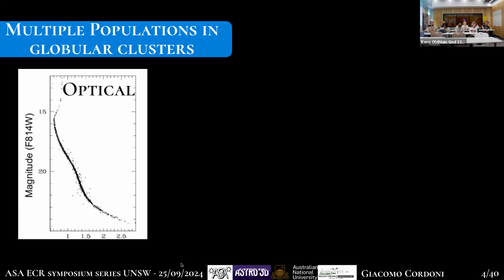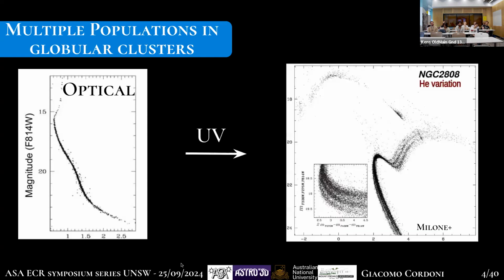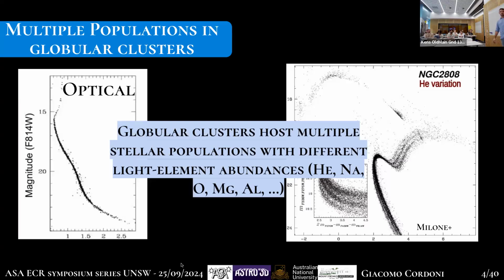However, HST also has ultraviolet filters. And when we look in the ultraviolet regime, we start to see that something is completely off. In particular, you can see that in that CMD, there are multiple sequences on the RGB, on the main sequence. And so this is completely different from the prediction of the simple stellar population model. So today, we know that globular clusters have multiple stellar populations.